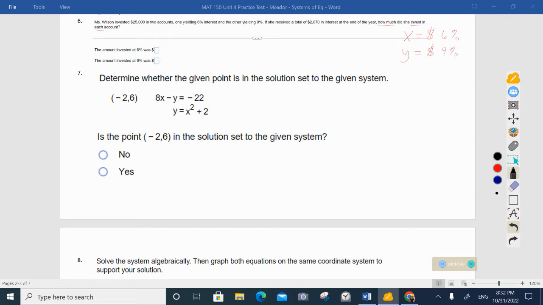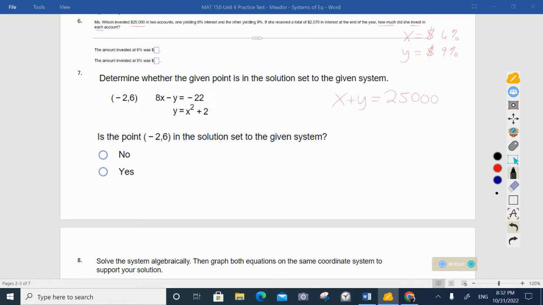Now you have 2 unknowns, so you need 2 equations. So first of all, she invested $25,000. So if you took the amount at 6% plus the amount at 9%, that's a total of $25,000. So that's my first equation. I'm going to have x plus y equals 25,000.